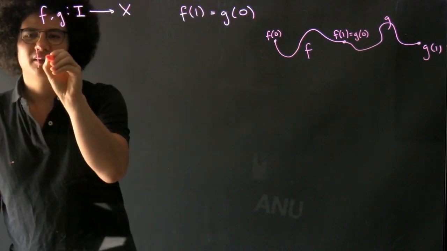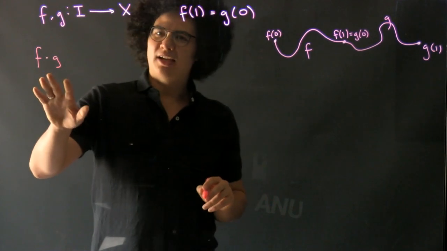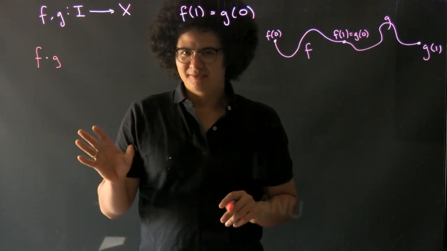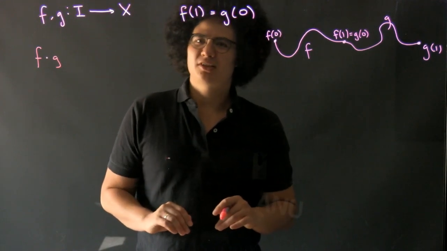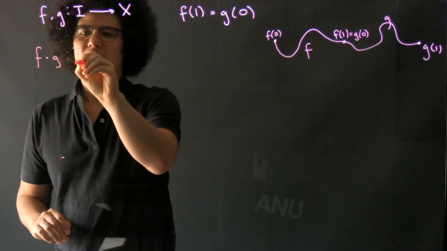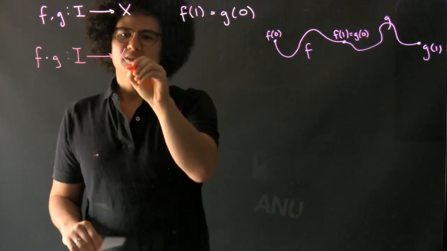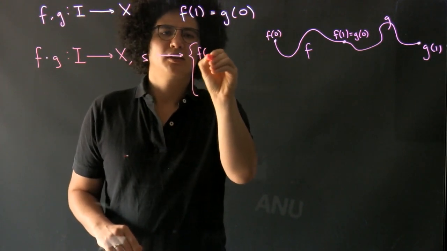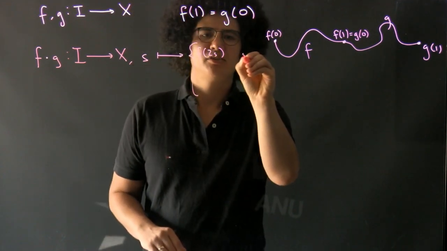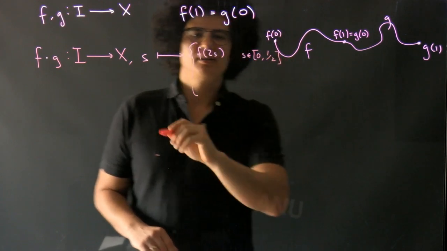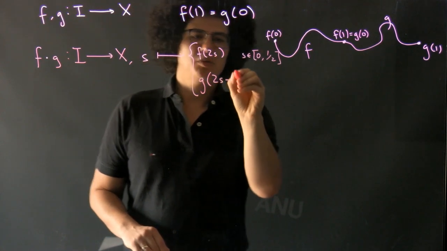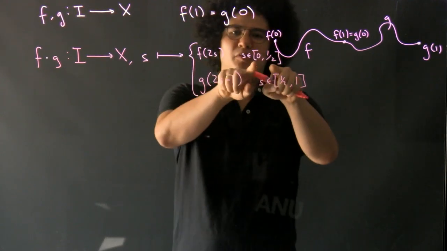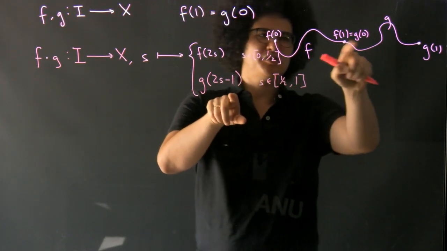So we're going to take f dot g, and I want to say that the order of this multiplication or operation is different in different textbooks. I'm going to stick to the notation used by Hatcher. So that's going to be, again, from the interval into our space, and it sends a point s in the interval to f of 2s if s is in 0 to a half, and to g of 2s minus 1 if s is from a half to 1. So on the first half of the interval, traverse f, on the second half of the interval, traverse g.